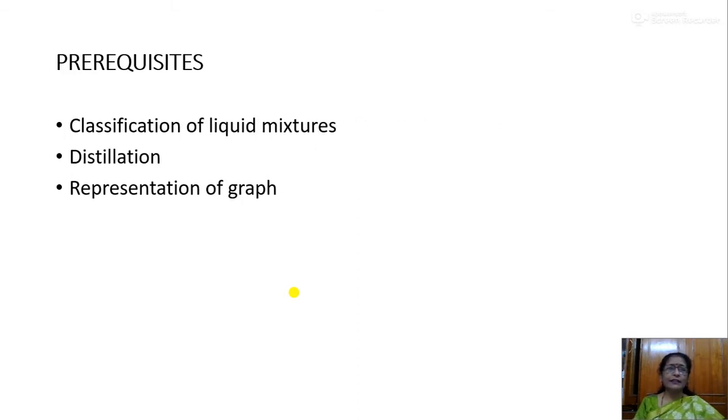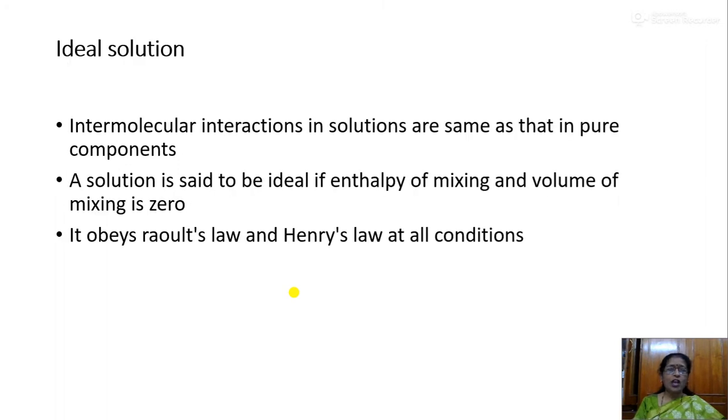Prerequisites: what are all the things you should know before understanding the content? Classification of liquid mixtures. Liquids, how they are classified. Binary liquids means if you consider two types of liquids, how they can be classified. Then distillation, then representation of a graph. Now let us come to the real content.